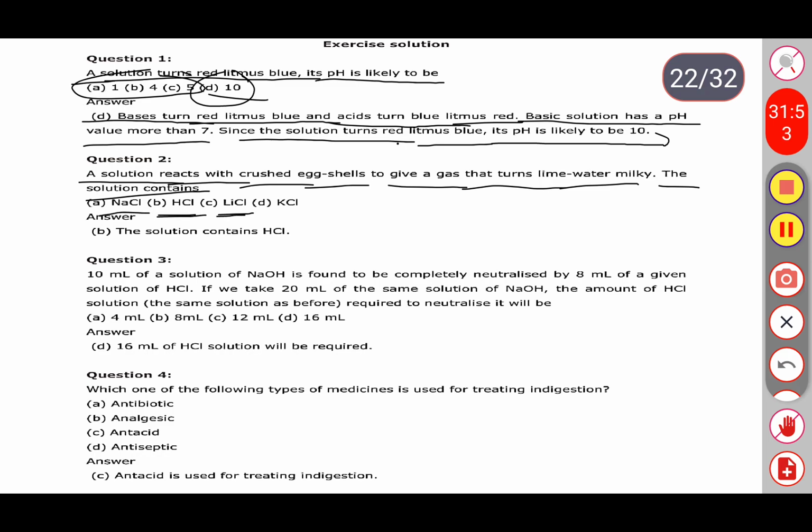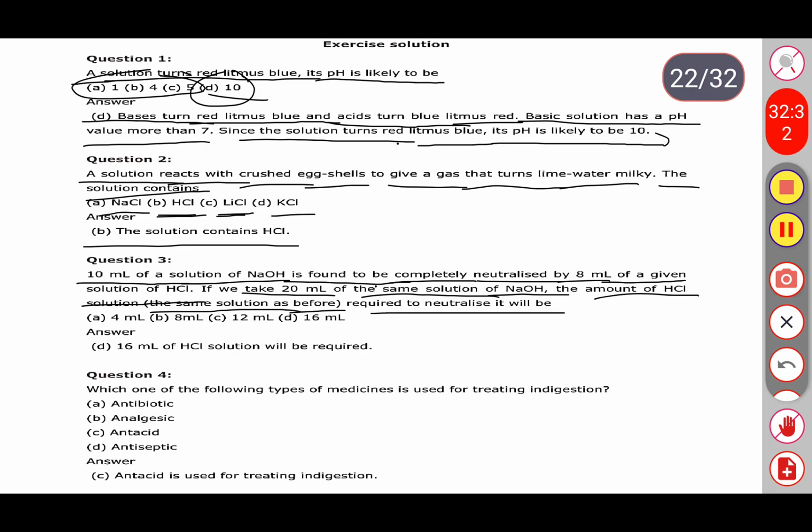Next one, see the third question. 10 ml of a solution of NaOH is found to be completely neutralized by 8 ml of a given solution of HCl. If we take 20 ml of the same solution of NaOH, the amount of HCl solution, the same solution as before, required to neutralize it will be 4 ml, 8 ml, 12 ml or 16 ml. So 16 ml of the HCl solution will be required.